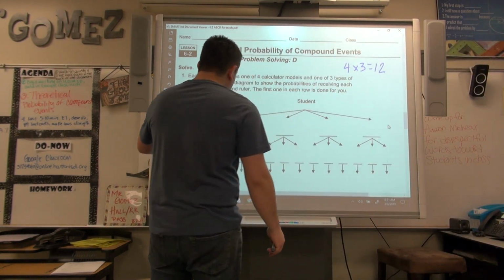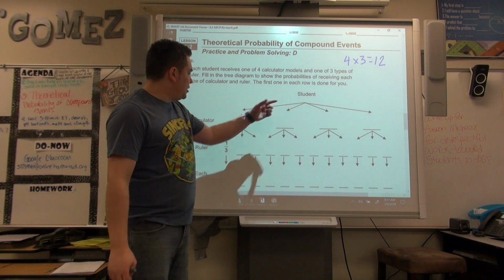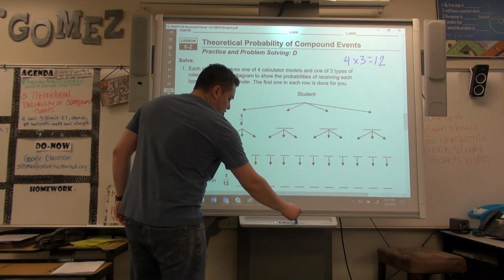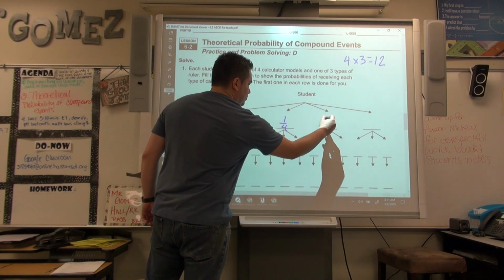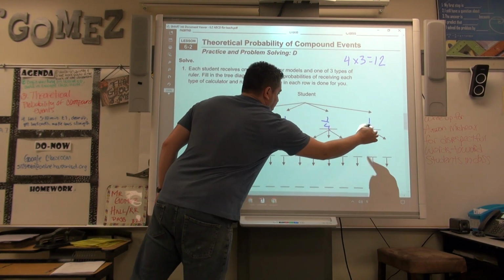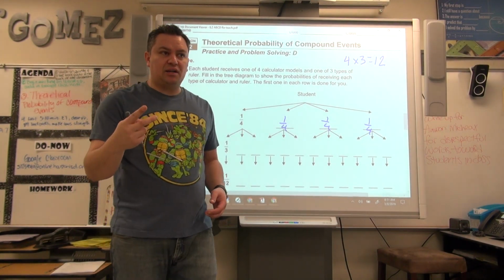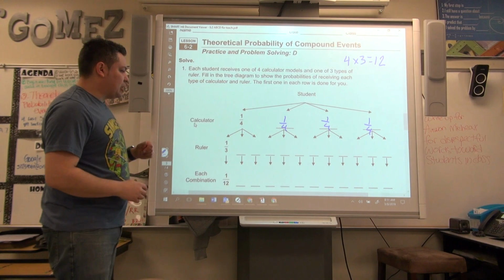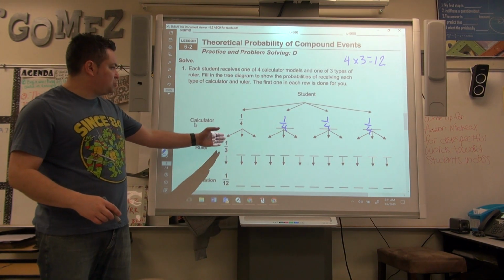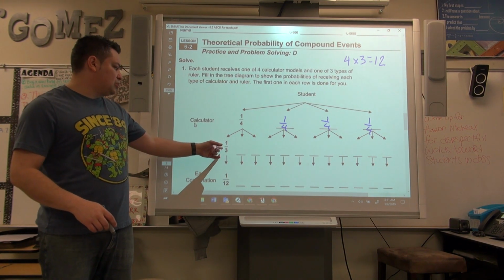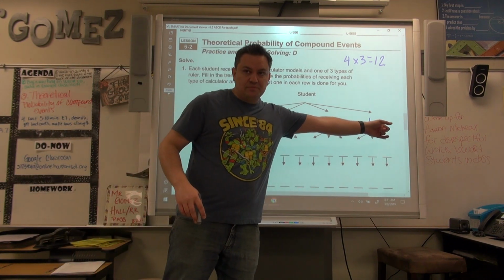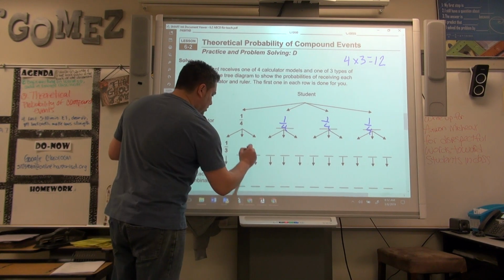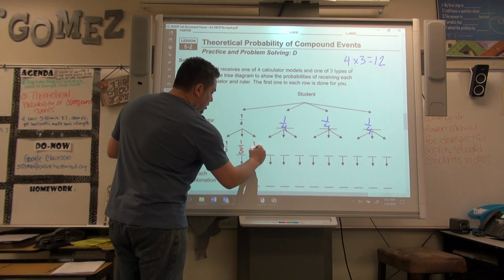Let's see. So student, a 4th of the calculator because there's 4 of them, right? So all we do, we just keep filling this in. Because 4 fourths makes a whole, right? And that's going to be the 4 calculators. Now the rulers, it says the first row is already done for you. So all we've got to do is fill this up all the way down. 1/3, because there's 3 different types of rulers, right? 1/3, 1/3.